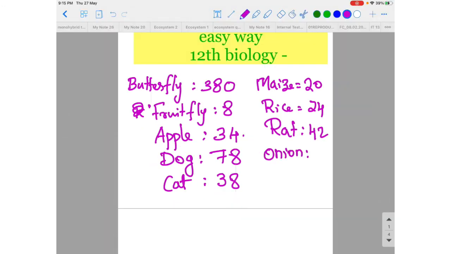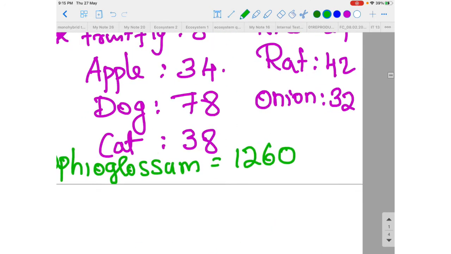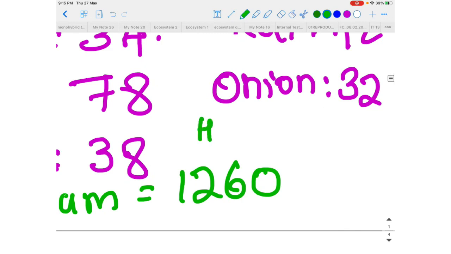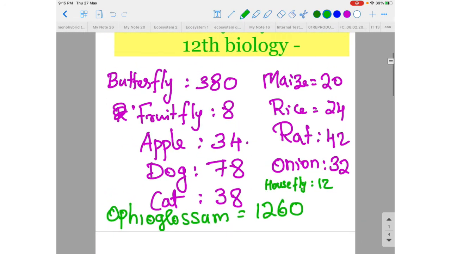And onion 32. And one more is there which has the largest number of chromosomes, it's Ophioglossum. Ophioglossum is a fern, 1260. Ophioglossum is the fern in which you see the largest number of chromosomes, that is 1260. And 1 point extra you have to remember, housefly, it is 12.